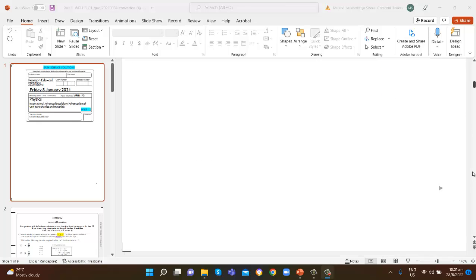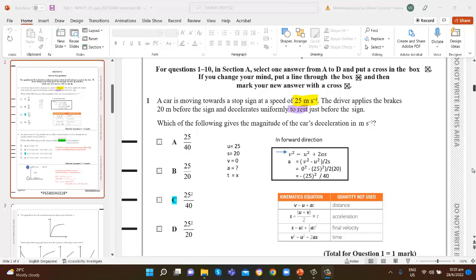Question number 1. A car is moving towards a stop sign at a speed of 25 meters per second. The driver applies brakes 20 meters before the sign and decelerates uniformly to rest just before the sign. Which of the following gives the magnitude of the car's deceleration in meters per second squared?